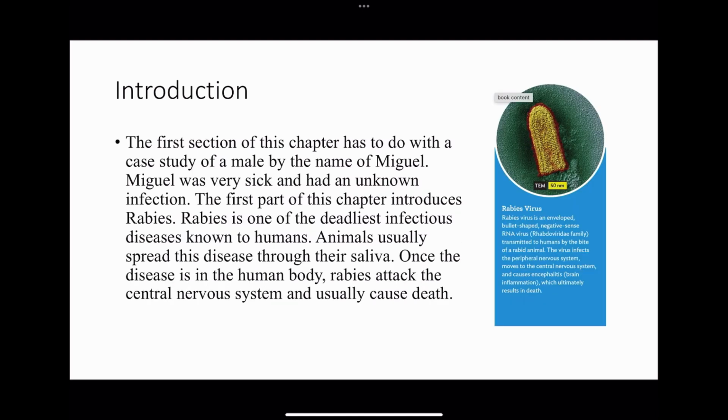So, just for a brief introduction, the first section of this chapter has to do with a case study of a male by the name of Miguel. Miguel was very sick and had an unknown infection. The first part of this chapter introduces rabies. Rabies is one of the deadliest infectious diseases known to humans. Animals usually spread this disease through their saliva. Once the disease is in the human body, rabies attacks the central nervous system and usually causes death.